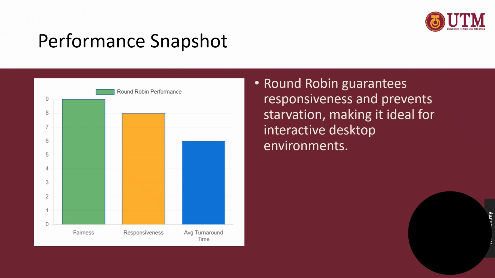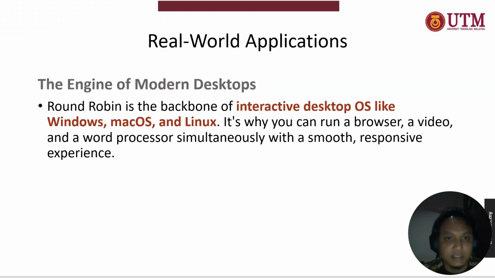As we can see from the simulation, how the round robin works, round robin guarantees responsiveness and prevents starvation. For example, if you have one piece of bread and you give it to everybody, it is fair, and nobody will be starved. So it makes it ideal for an interactive desktop environment. Meaning, if you have a desktop, it can run processes simultaneously and utilize the CPU maximally. Therefore, it is the best.